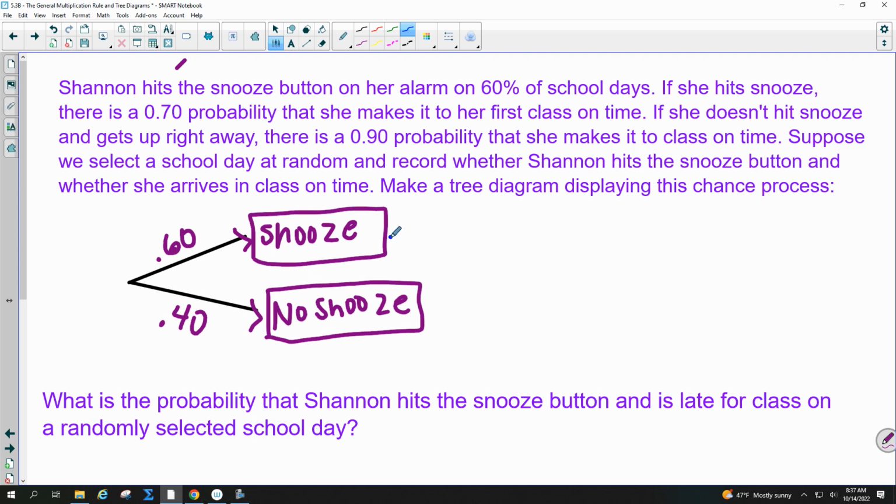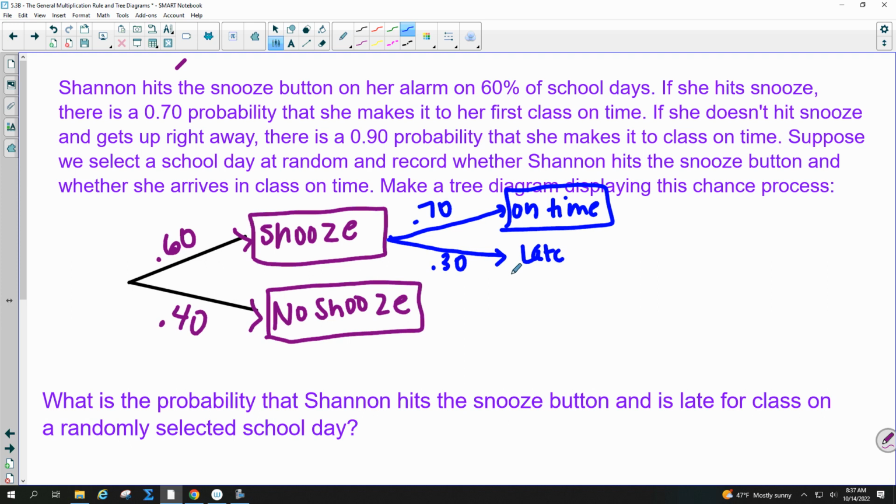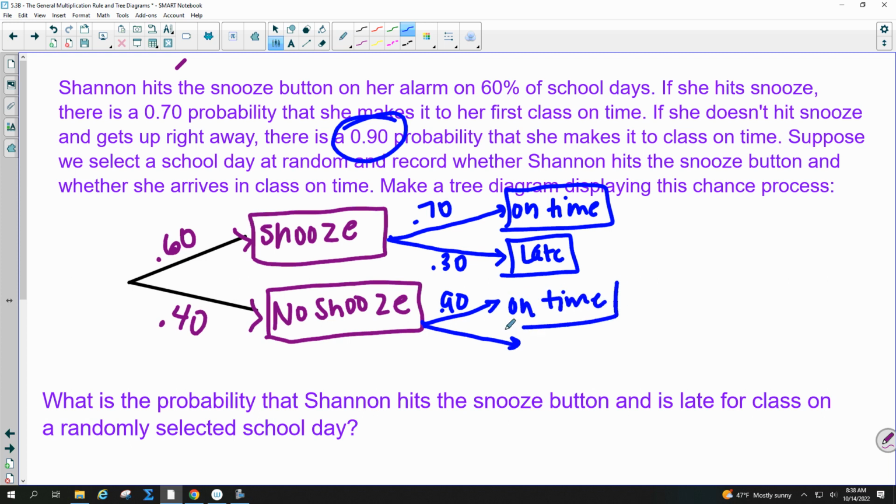So now I'm going to make a tree branch from the snooze button. There is a 70% chance that she is on time, given that she hits snooze. That means there is a 30% chance she's late. And then they tell us there's a 90% probability if she doesn't hit snooze that she makes it to class on time. So now I branch out again, 90% chance that she's on time, which means what's the percent she's late here? 10.